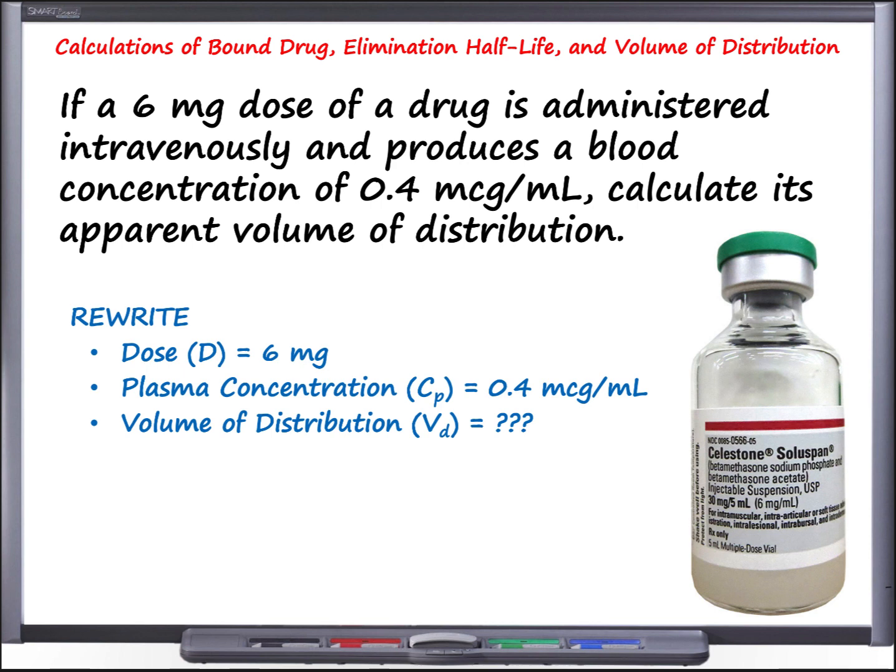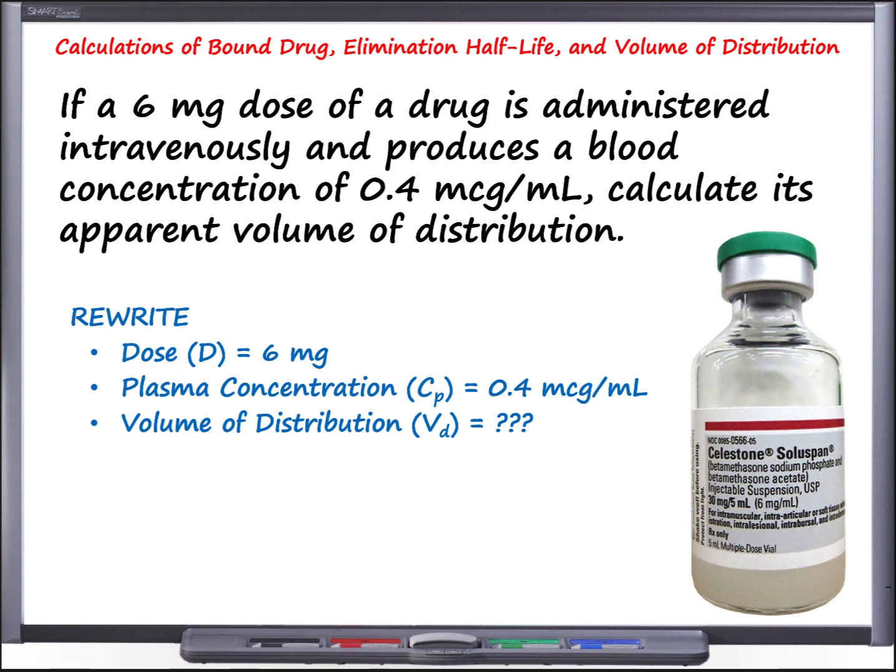Pretty straightforward. But let's read the question to begin with. It says, if a 6 milligram dose of a drug is administered intravenously and produces a blood concentration of 0.4 micrograms per milliliter, calculate its apparent volume of distribution. Okay, so now this is what we're actually going to calculate for, VD. And so I've rewritten some of that information down there. Our dose is 6 milligrams. Plasma concentration that we get from that dose is 0.4 micrograms per mil. So using those two factoids, let's go ahead and calculate the volume of distribution for this drug in this patient. And before I go on, this is such a simple math question.